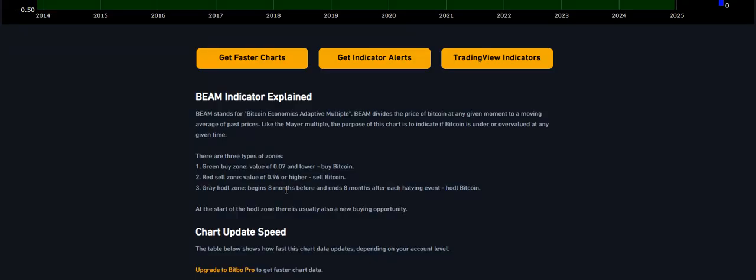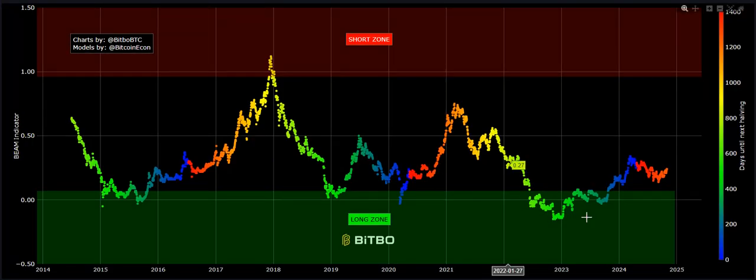Hold Bitcoin. So when we're taking a look at this right now, guys, we have come out of this long zone, the buying opportunity area. Now we're in that holding time frame. And as we're in this holding time frame, our number right here is 0.24. So we have plenty of room to run here.